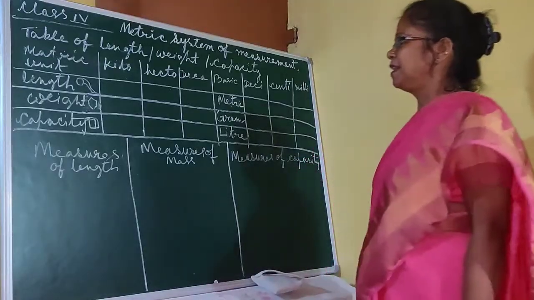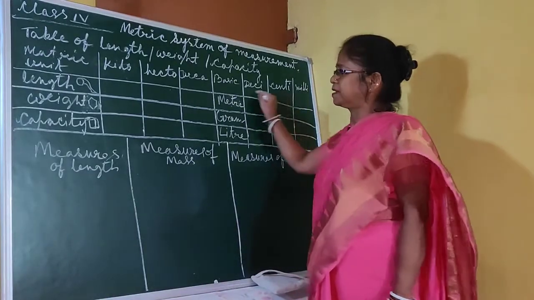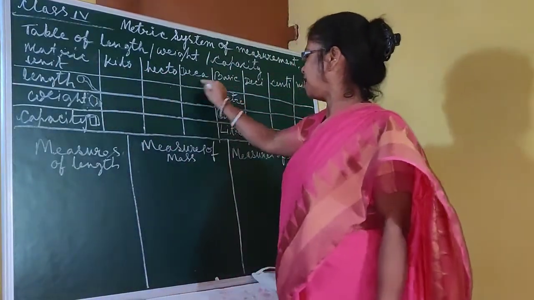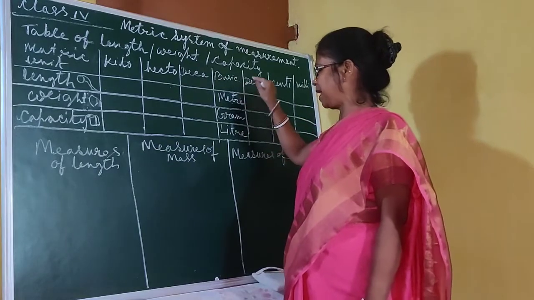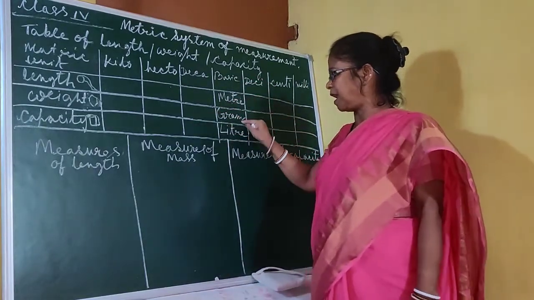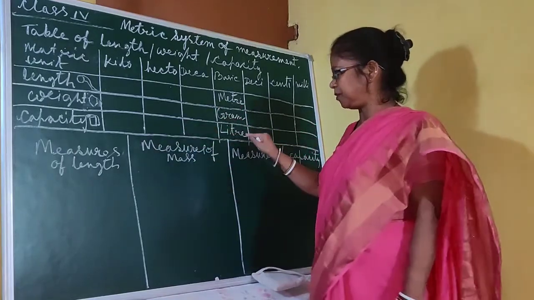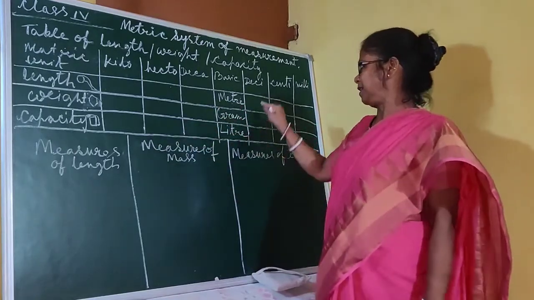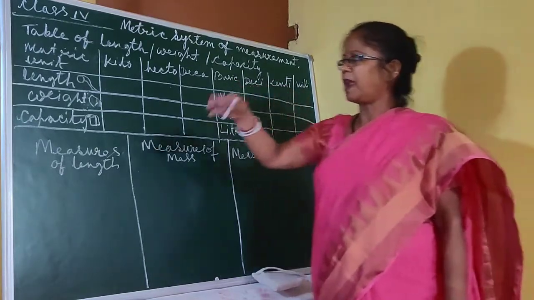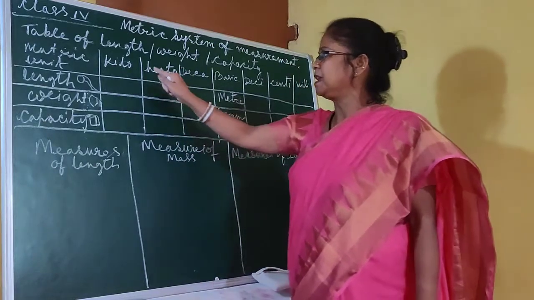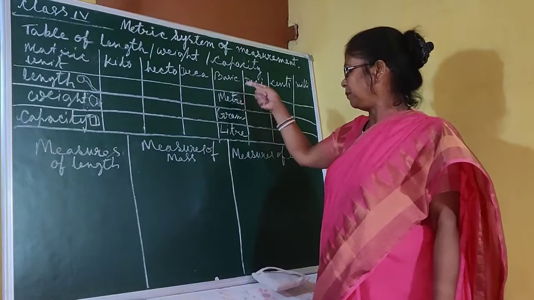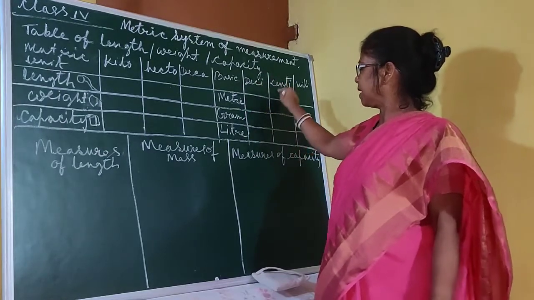Now see here, you have to learn only this first line. Metric system units are kilo, hecto, deca, basic. Basic means if there is length, it will be meter. If there is weight, it will be gram. If there is capacity, it will be liter. And here deci, centi, milli. You have to learn this line by heart: kilo, hecto, deca, basic (gram, meter or liter), deci, centi, milli.